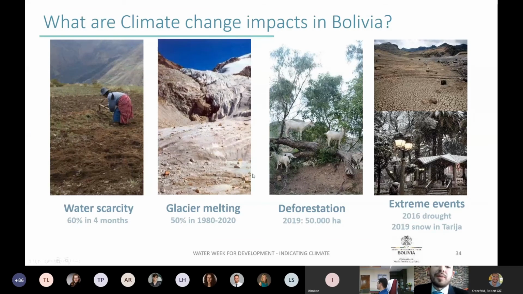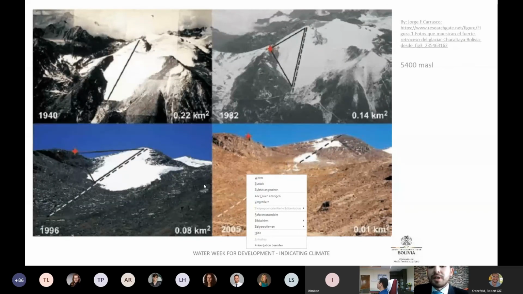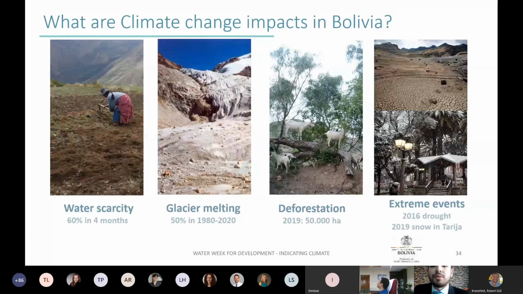Deforestation is another big impact. Bolivia is part of the Amazon basin and it has very rich biodiversity. However, much of this is in danger due to deforestation. For example, last year, more than 50,000 hectares were lost because of fires.